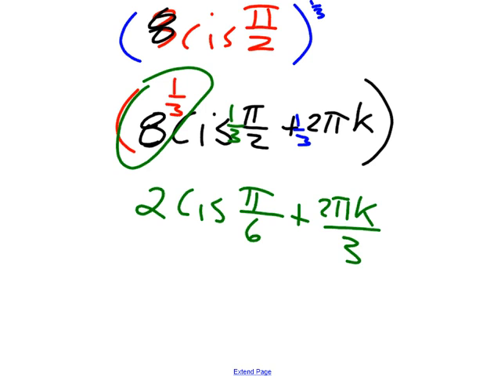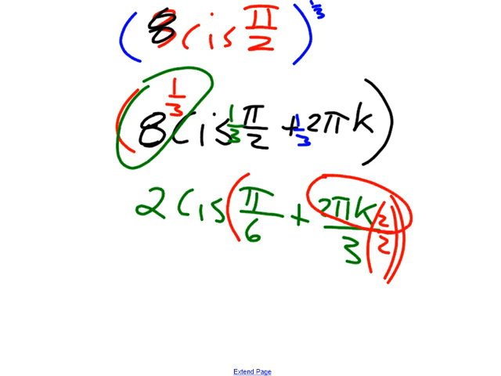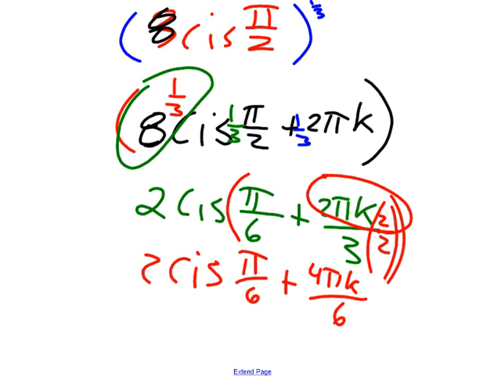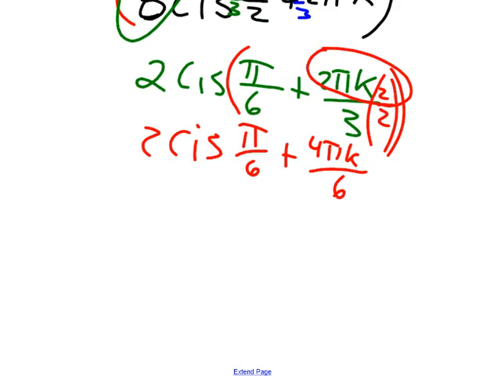Now, pause for a second and note these 2 would be a pain to add because they don't have a common denominator. So now we should multiply the right fraction by what over what? 2 over 2. Now it's 4 pi k over 6. 2 cis pi over 6 plus 4 pi k over 6. And I know it's not reduced, but it's on purpose because we wanted it to have a common denominator. And now you're all set.